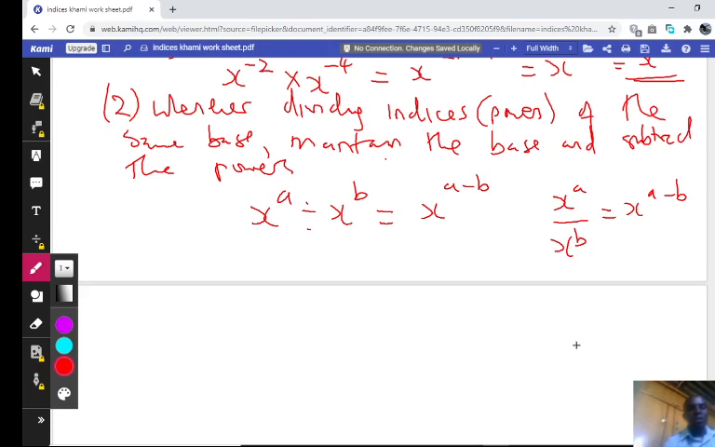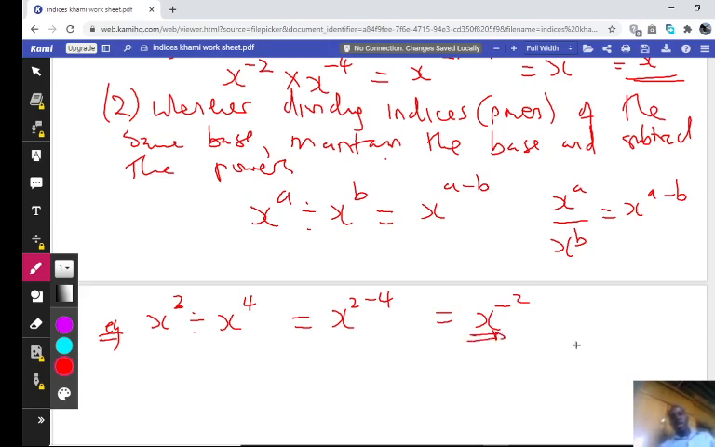As an example, x to the power 2 divided by x to the power 4 is equal to x to the power 2 minus 4, which is equal to x to the power minus 2. On this one, you apply another law, law number 4. We will do it later, so for now let's just leave it like that.